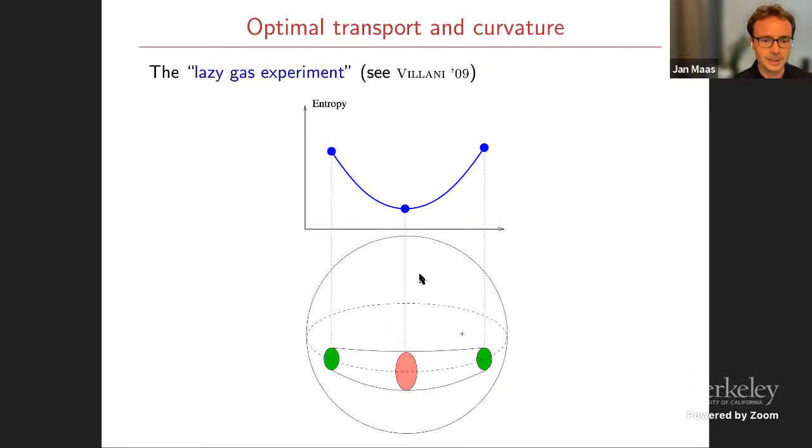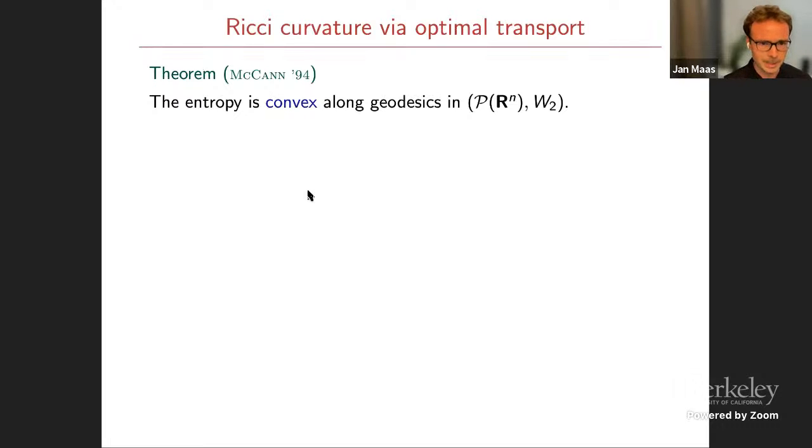So what you learn from this experiment is that the positive curvature of the sphere is strongly connected to this convexity of the entropy along this interpolation. Okay, and you can turn this idea into mathematics. There's a long story behind this, but this really started with the work by Robert McCann in '94. What he showed is that if you do this not on a manifold but just on flat space, in R^n, then the entropy is convex along geodesics in the Wasserstein space of probability measures. The entropy is a convex function along linear interpolation, just because rho log rho is convex in rho. But it's also convex along this Wasserstein interpolation, which is a very different thing.